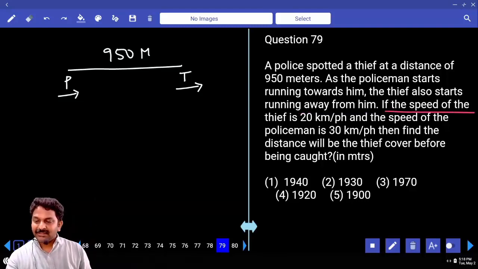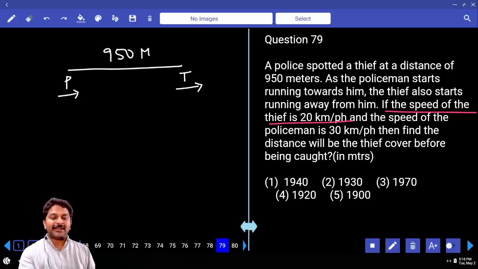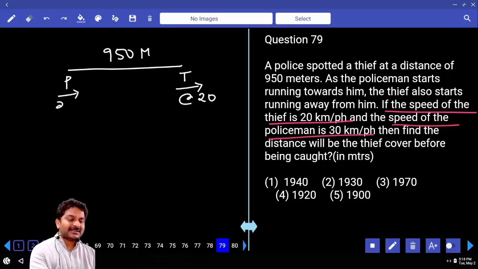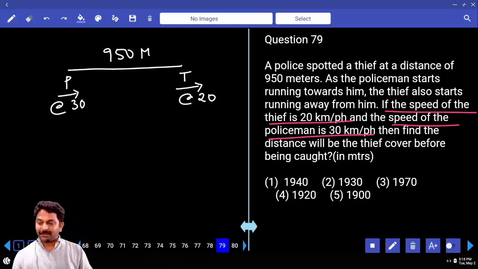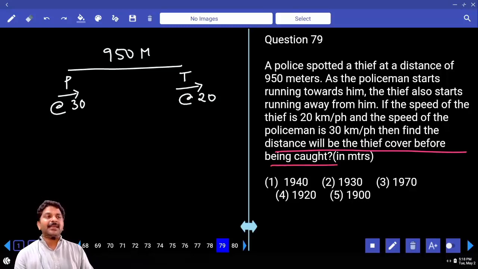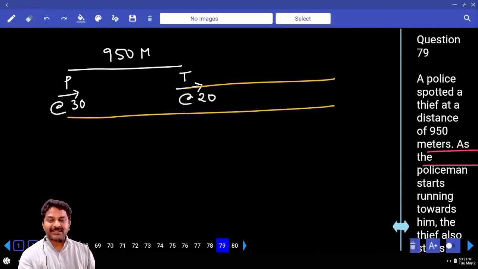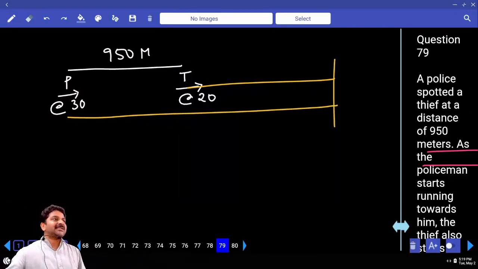That's what we concluded now. The speed of the thief is 20 kilometer per hour. He is moving with the speed of 20 kilometer per hour. And the speed of the policeman is 30 kilometer per hour. This guy is moving with the speed of 30 kilometer per hour. Then find the distance the thief will cover before being caught. That means if both are moving in the same direction like this, thief is moving like this, police is moving like this, at this point of time the policeman can catch the thief, correct? The question is, what is the distance covered by the thief?